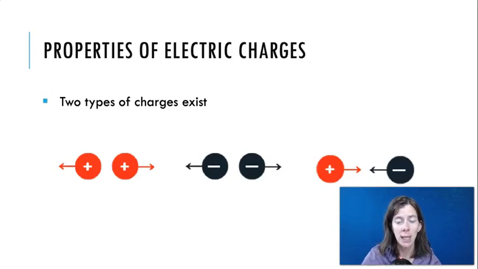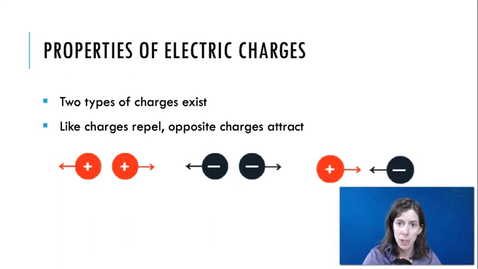So the first thing that I'd like to talk about are properties of electric charges. It is well known that two types of charges exist: positive charges and negative charges. What this picture shows here is two pluses that are repelling each other, two minuses that are also repelling each other, and then a plus and a minus that are attracting each other. What the picture is showing is that like charges repel and opposite charges attract.